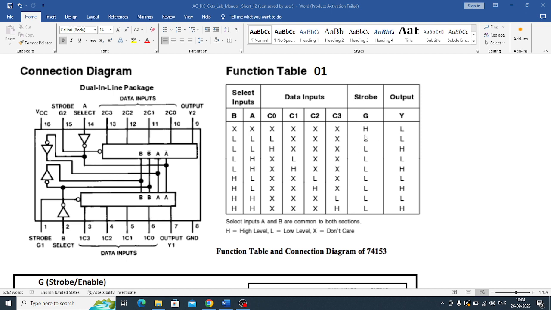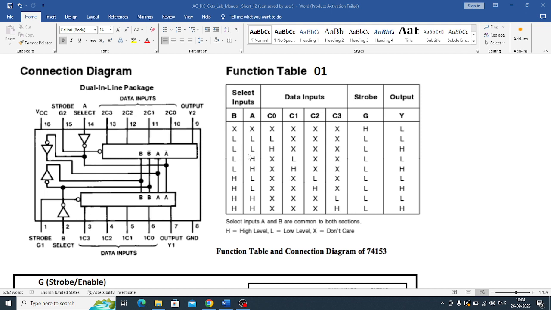When you enable G, you see, low means enabled, then these values will be considered. For AB equal to 00, the inputs are also active low. Then C0 will be selected to output Y.